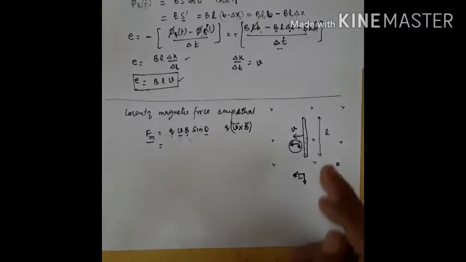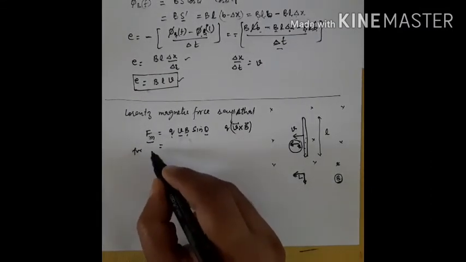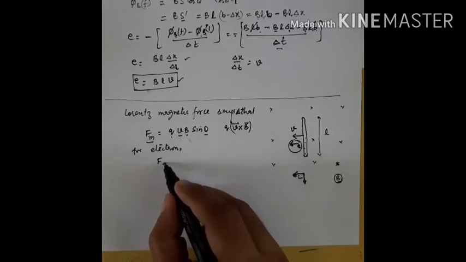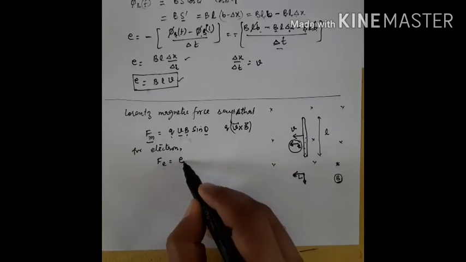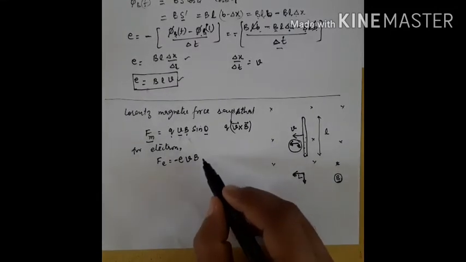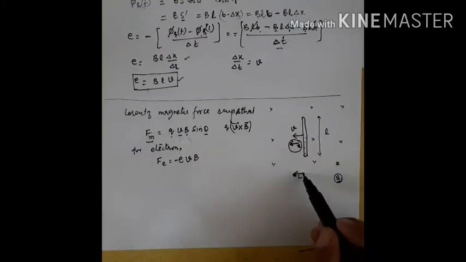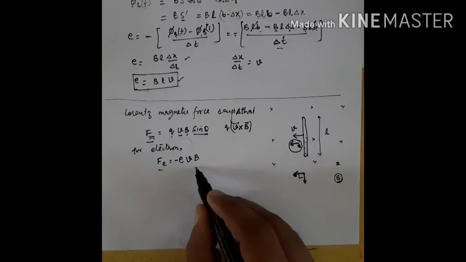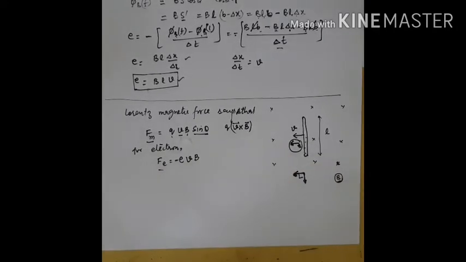Now for this particular situation, for an electron, the Lorentz magnetic force will be equal to the charge, that is minus e, the velocity with which it is moving, that is v, the magnetic field in which it is placed, that is capital B, and sine theta. Here the electrons are moving along this direction and the magnetic field is pointing downward, so they make an angle of 90 degrees. So I put sine 90 equal to 1. This is the force experienced by an electron when a rod is in motion.